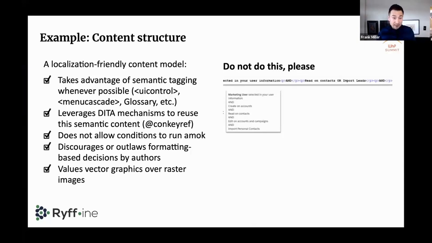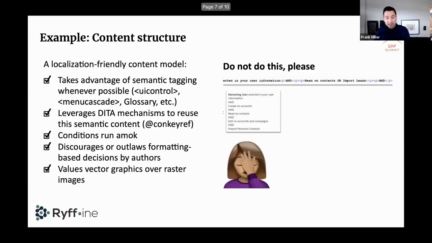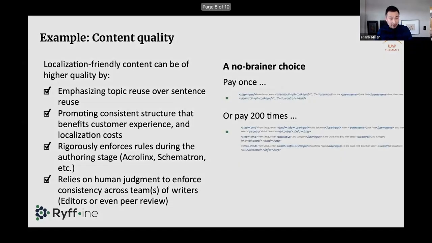The last one here is to look at things like vector graphics, like SVGs that have translatable text within the callouts, rather than raster images where everything's flattened and very expensive to change if you ever have to change it. So there's a lot of good things you can do with your content structure, and a lot of things that make you go like this. Don't do that. That's not helping us out. Those are some structure tips.